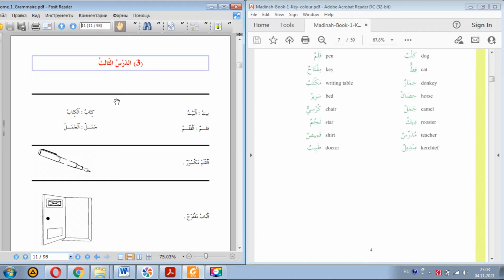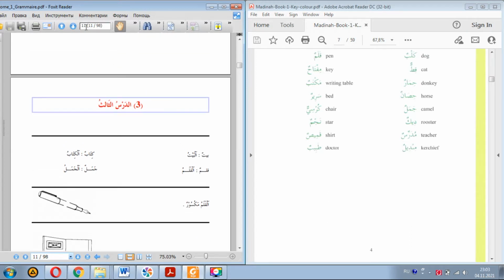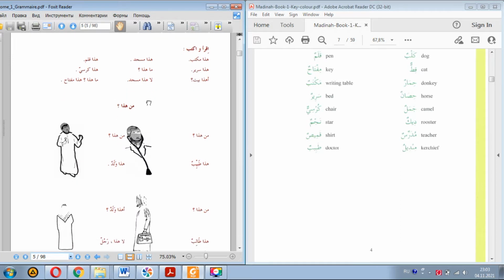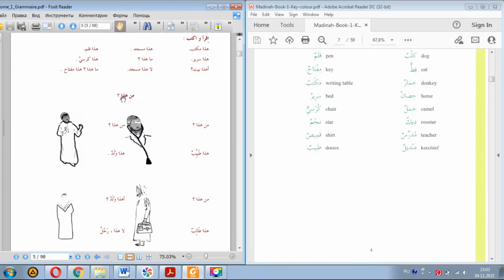And as usual, before we start our new lesson, let's briefly go through what we studied in the last lesson. Our last lesson started with the phrase Man hada. That means, who is this?